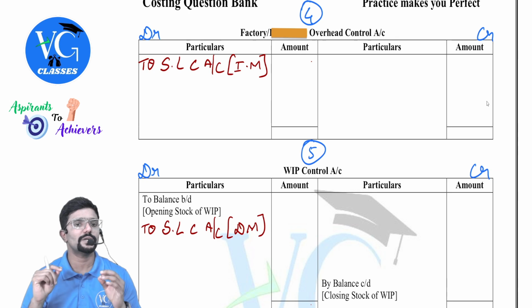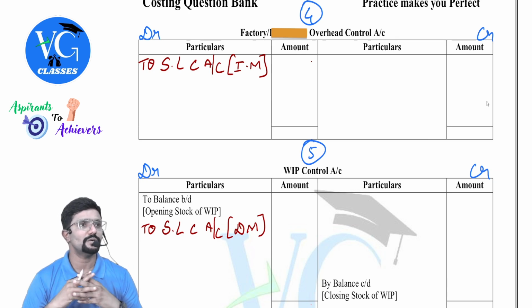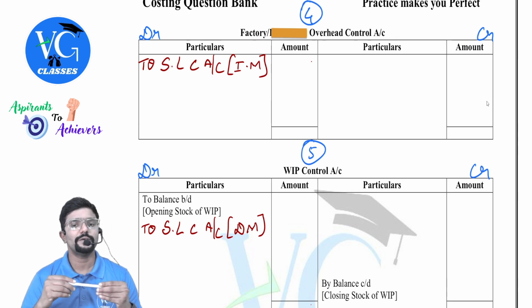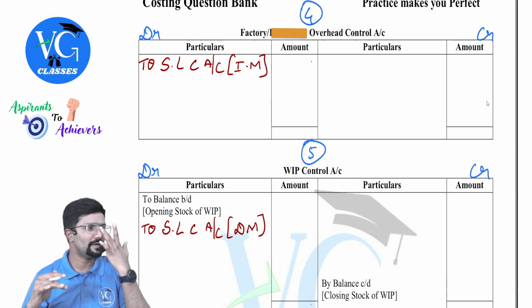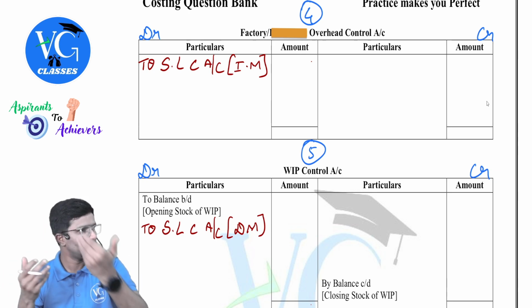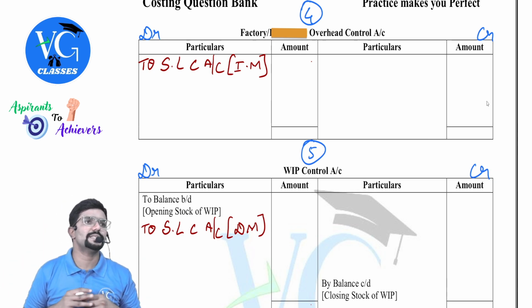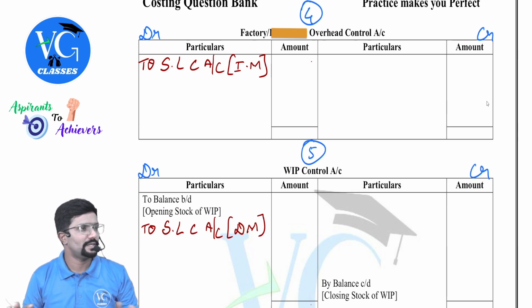In factory overhead control account, to stores ledger control account. Please use full forms, guys. I am repeating the names again and again so that you should not get confused. Then coming to WIP control account, to stores ledger control account. In bracket you can mention direct material received. There it was issued, here it is received. These guys are receiving.